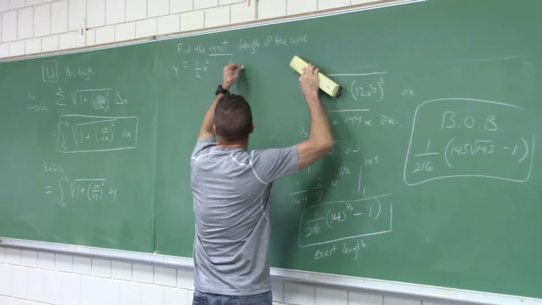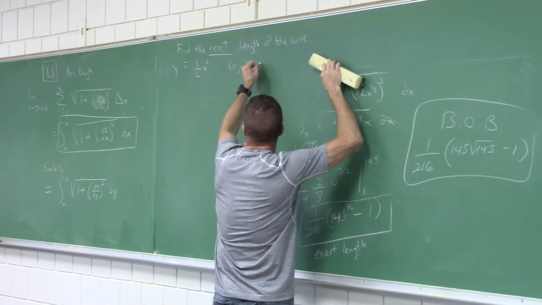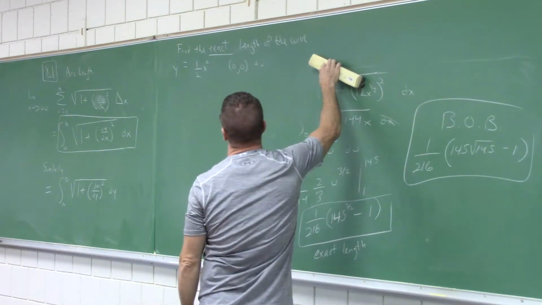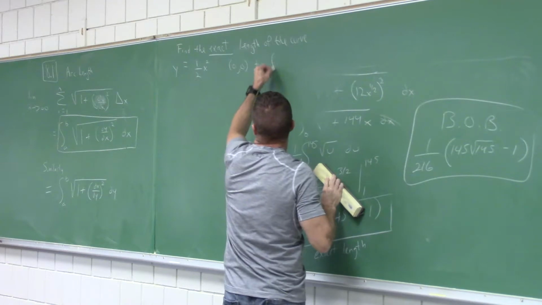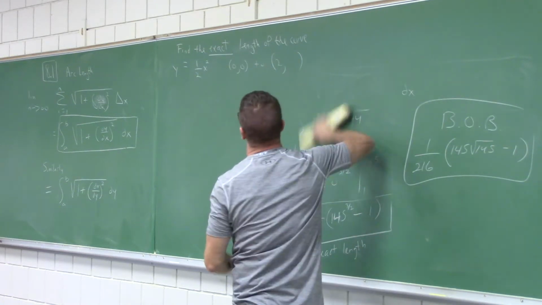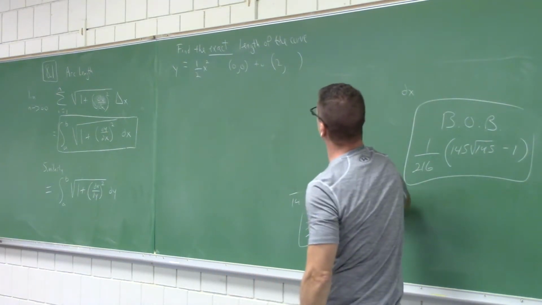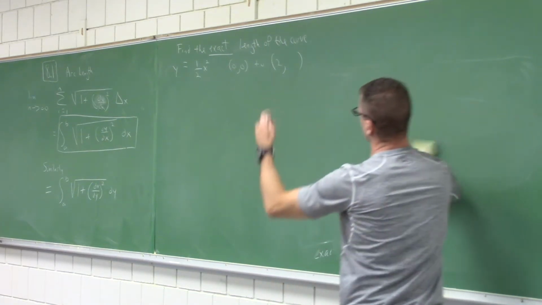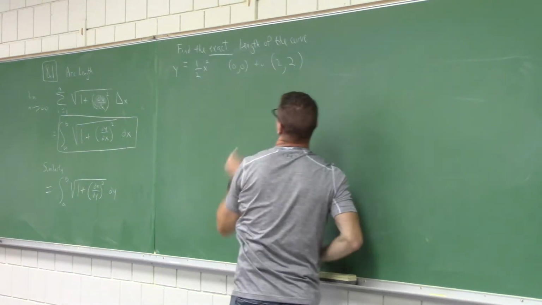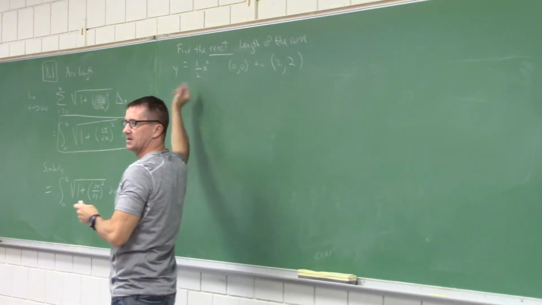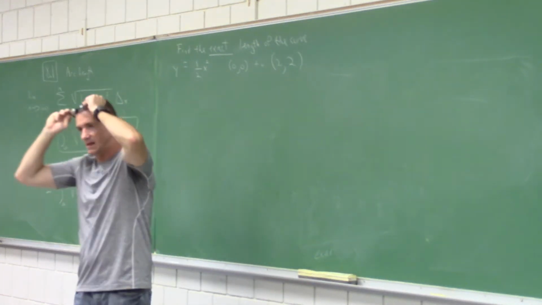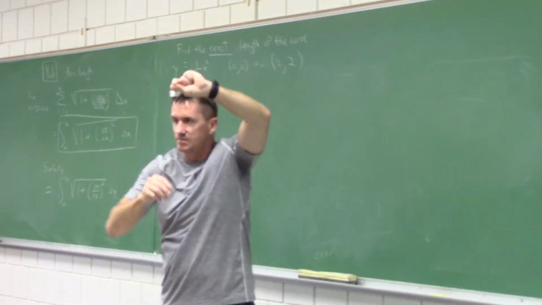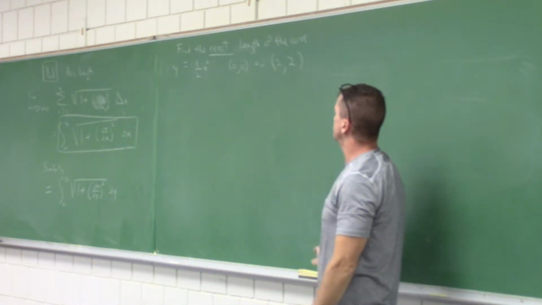How about 0, 0, 2, find the length from there to the next point. How about at x equal to 2? I don't even know. Can you figure that out? What would be the y value? Just plug it in there. 2. Oh, thanks. So we're going to find the length of that parabola. So we can find the actual length of that parabola from the point 0, 0 to 2, 2.